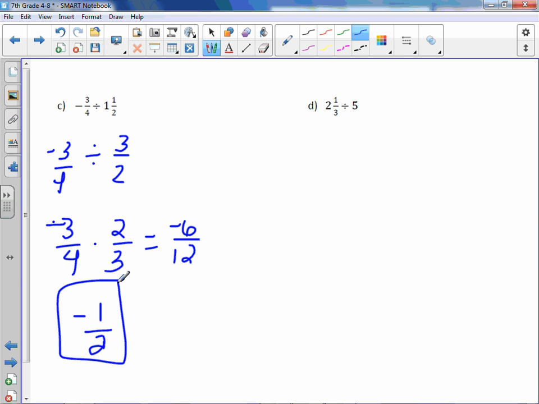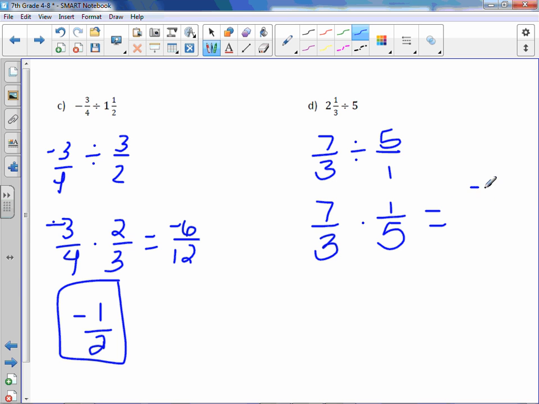Letter D, 2 1/3 divided by 5. 2 1/3 is 7 over 3, divided by 5 over 1. I will not divide. I will multiply by the reciprocal. You get 7 over 15, which cannot be reduced.